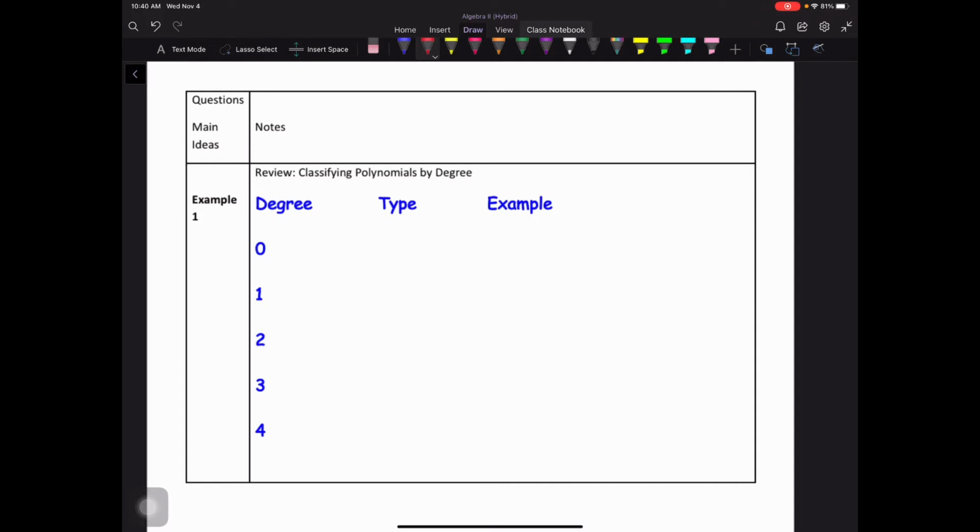So if we have degree 0, we call that a constant. An example would be 6. Degree 1 is linear. That would be something to the first degree, so something like 4x minus 11. Degree of 2 would be a quadratic. So something like x squared. Or you can get a little crazier and go x squared minus 2x plus 3.